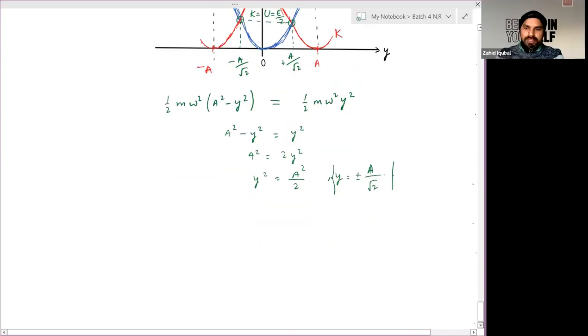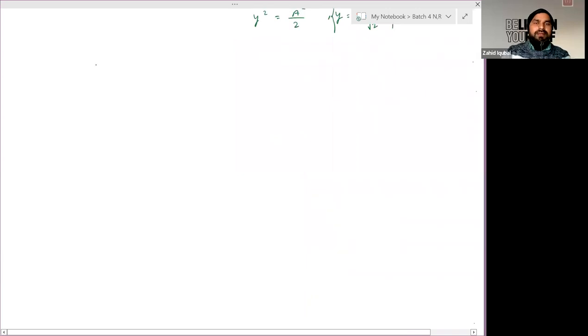So this is all about energy in SHM, kinetic energy and potential energy and total energy. Next is calculation of time period for different SHM.